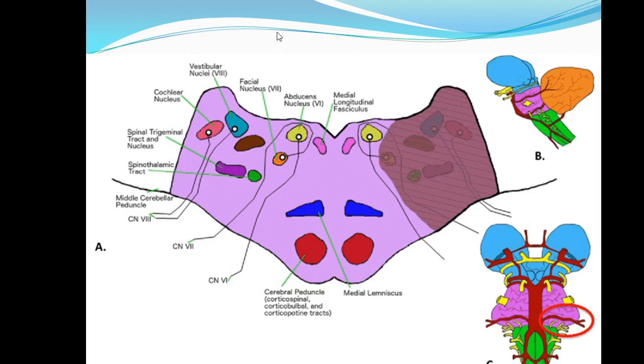Here you can see the area of involvement of the pons in the lateral pontine syndrome, and you can very well appreciate that here the facial nerve is involved. There is involvement of the spinal tract of the trigeminal nerve, the spinothalamic tract, and the vestibulocochlear nerve.